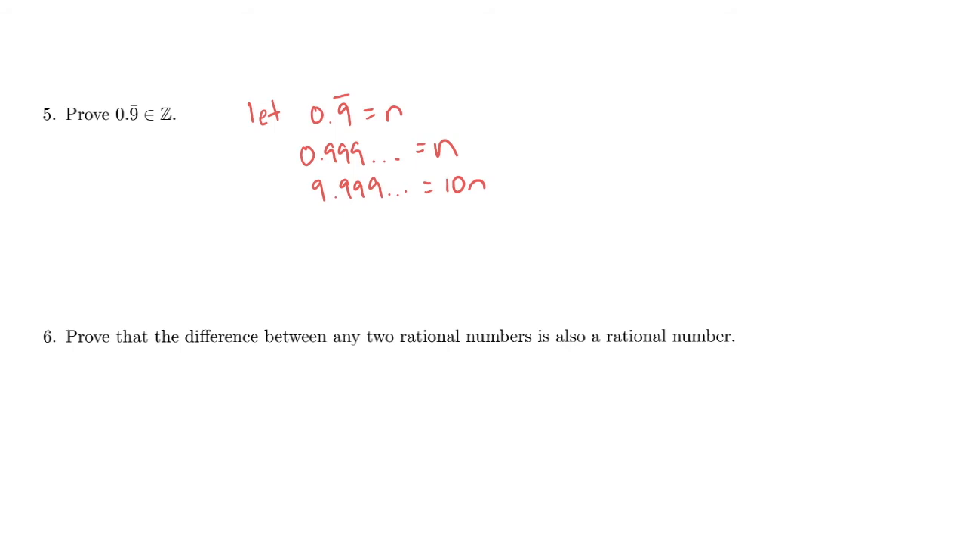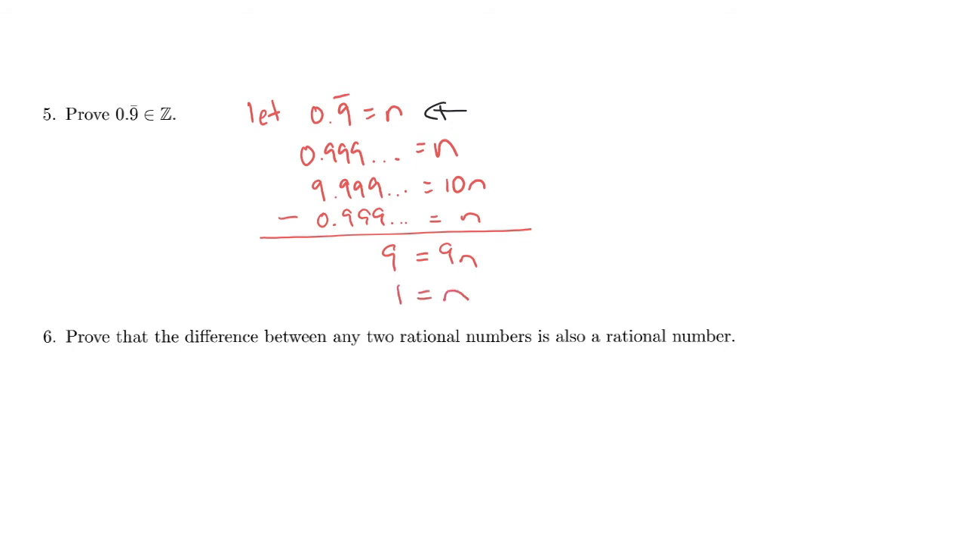Then I'm going to subtract n. Remember, n originally was this expression right here. So when I subtract, I'm going to subtract 0.9 repeating on the left-hand side, and that's going to be subtracting n. When I do that, something nice happens. On the left-hand side, that just becomes 9, and on the right-hand side, that becomes 9n. Now when I solve for n, I get 1.